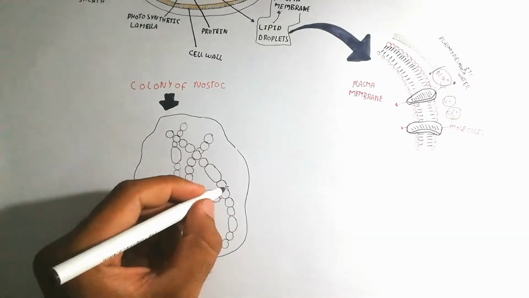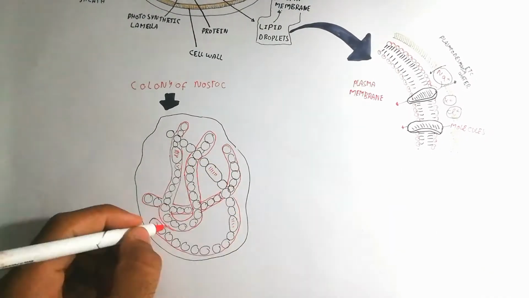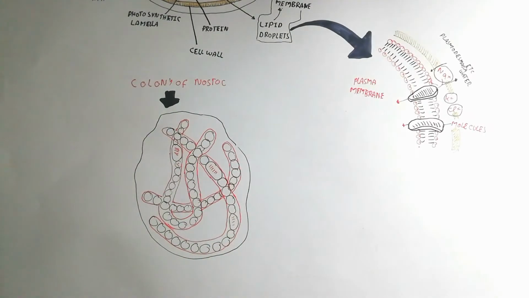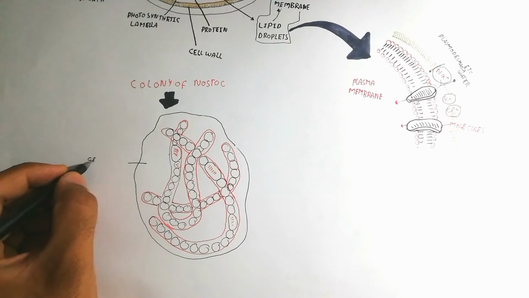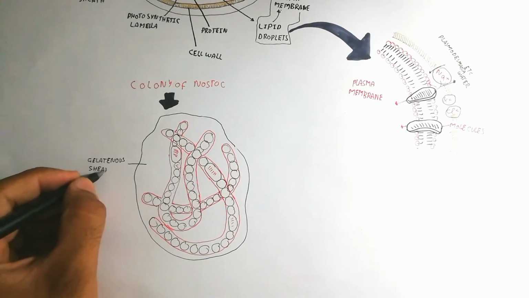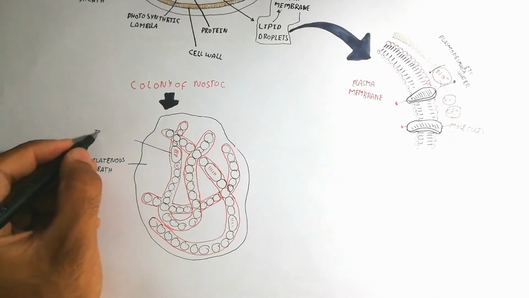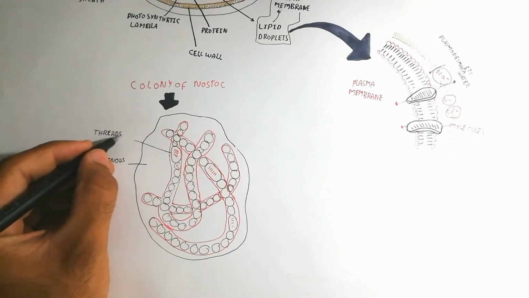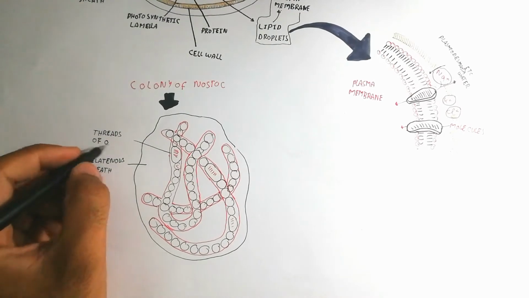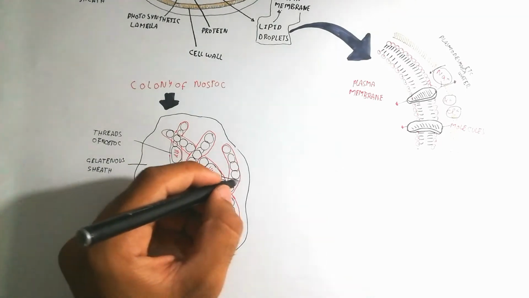Now I will draw a colony. This is a colony of Nostoc. There is a thread-like structure, which we will discuss when we analyze it under the microscope. The gelatinous sheet covers the colony, and here is something very important, the thread of Nostoc.